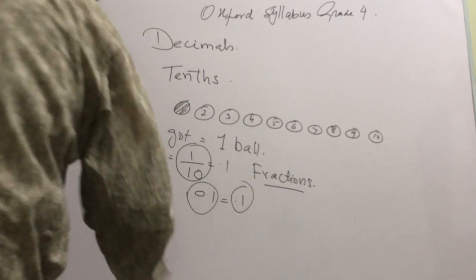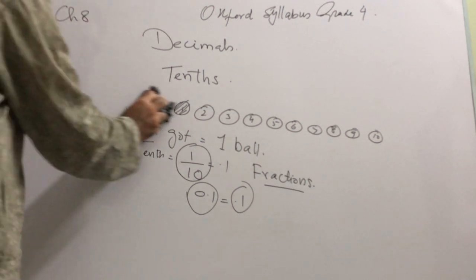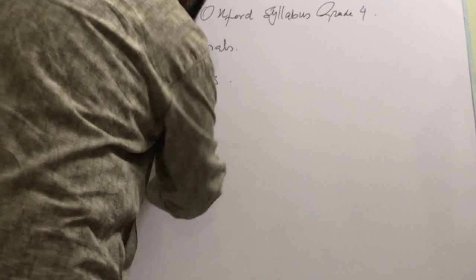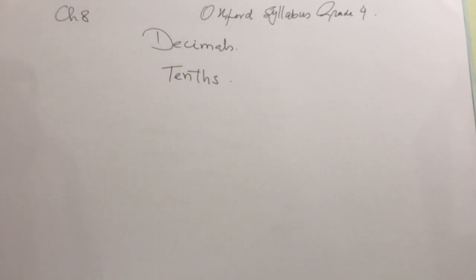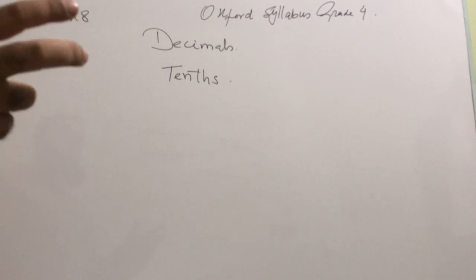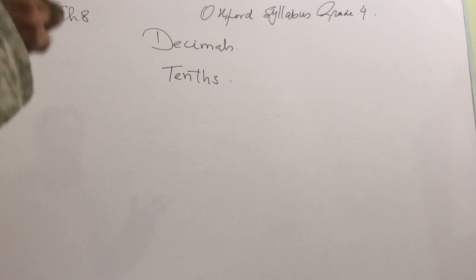Okay. So this is the idea of 10th. So now we will move ahead, and when we look at the point number 2 on page number 149, it says how many parts of each figure are shaded, expressed as fractions and decimals. We already told you that we can express the same thing in fractions and also the same thing in decimals.